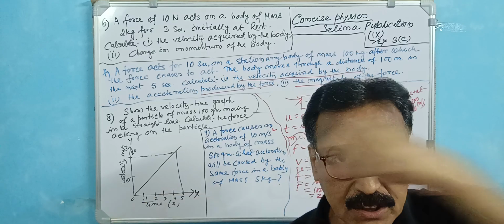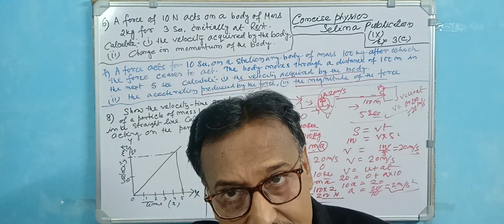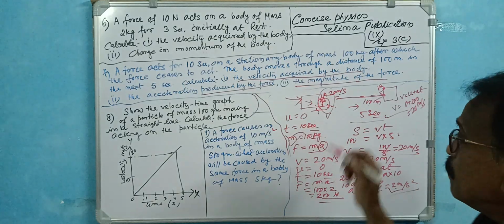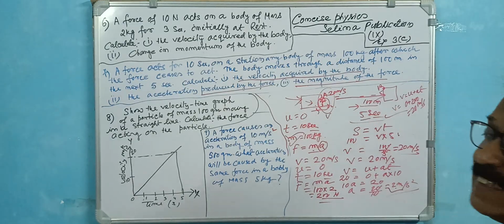If force is applied first, a certain velocity is developed, and then the force ceases. That means there is no acceleration. That means S is equal to Vt. From there you calculate V because you know the S and you know the t.